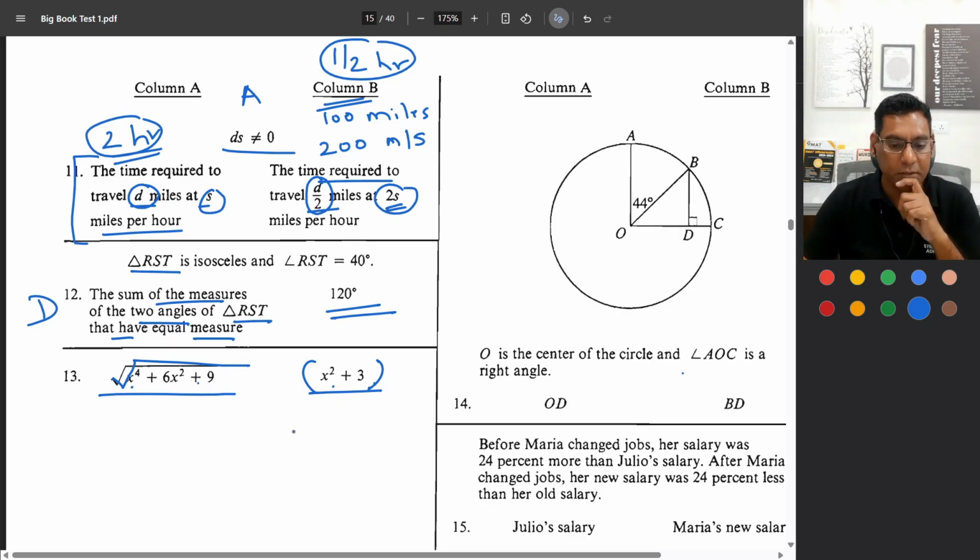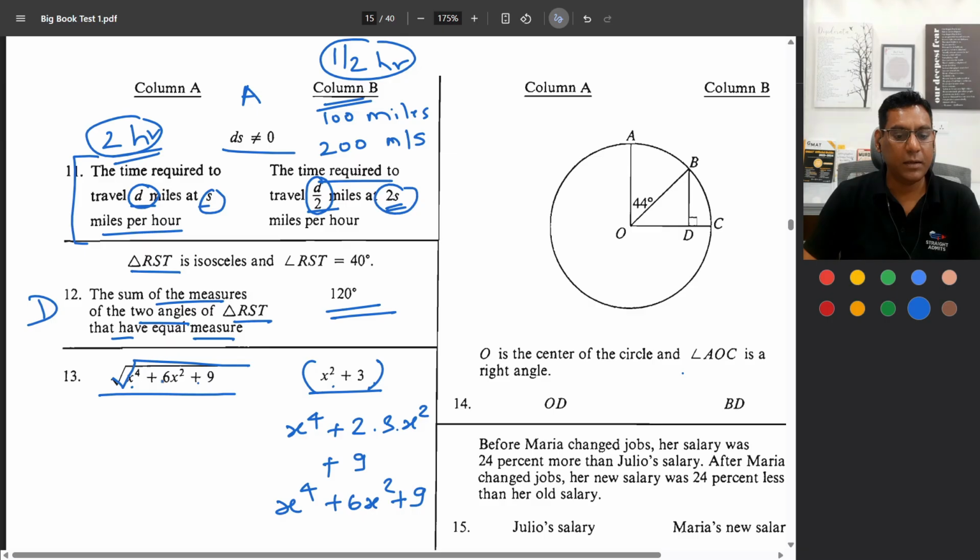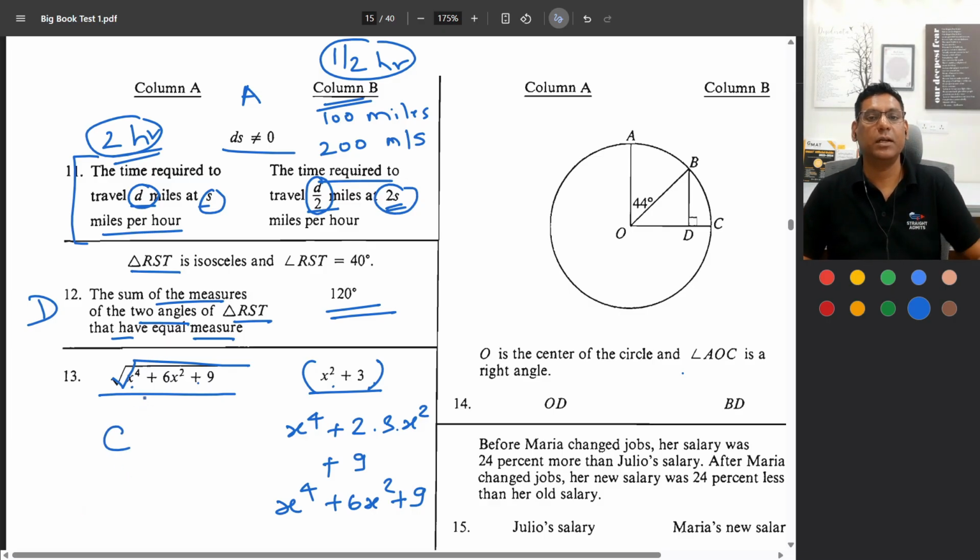So square of this is going to be x raised to 4 plus 2 times 3 times x square plus 3 square, that is 9. So what do we have here? X raised to 4 plus 6x square plus 9, which is exactly what we have here, x raised to 4 plus 6x square plus 9, just that it is under root. So essentially both the quantities are the same. It looks a little scary when it is under root and everything, right? But essentially they are all same.